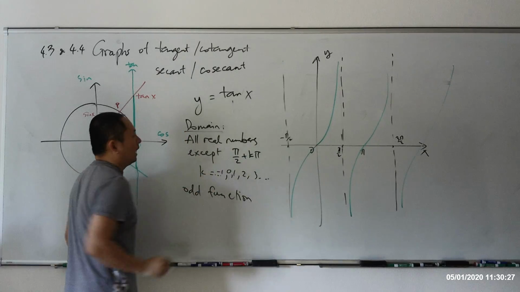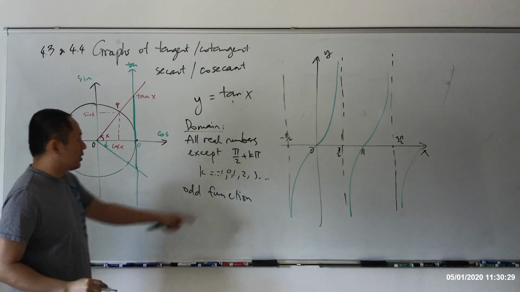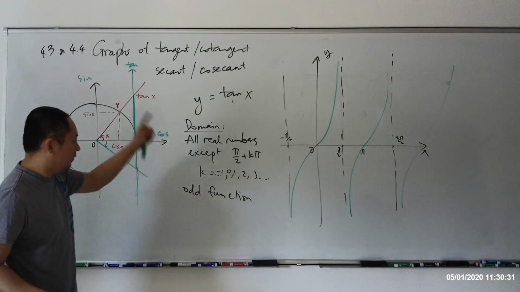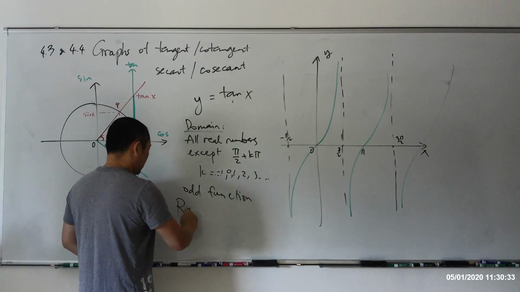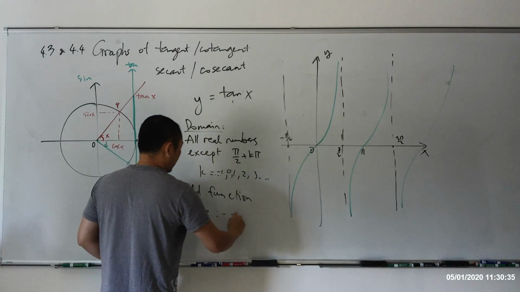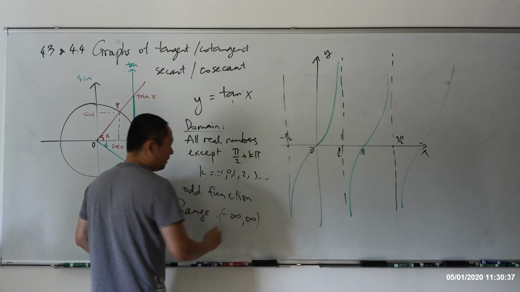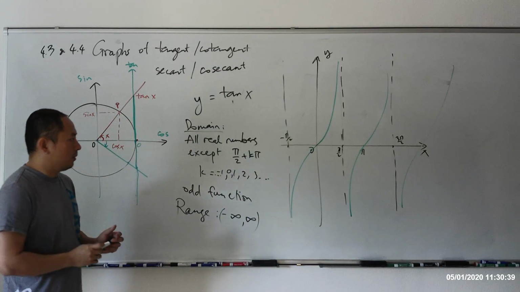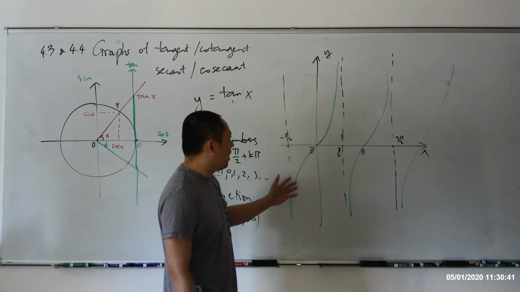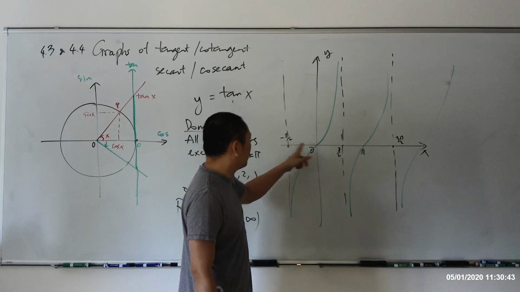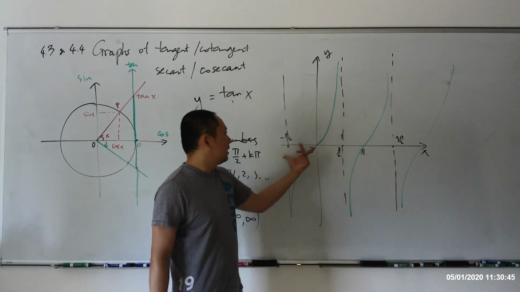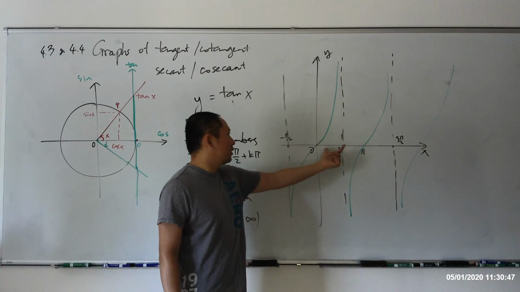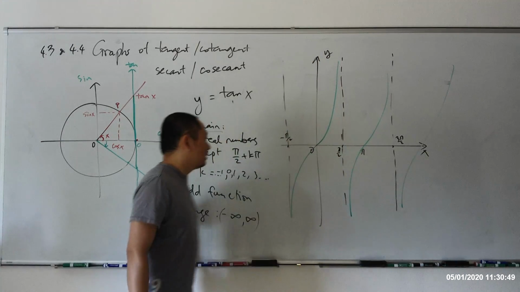Okay. And the range is nothing special. It goes all the way from negative infinity to positive infinity. Range is from negative infinity to positive infinity. Okay. And I claim usually people just study one period, and that is good enough: one interval from negative pi over 2 to pi over 2. It covers the whole tangent function.